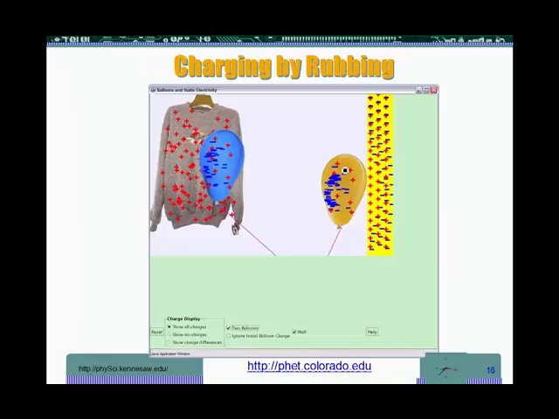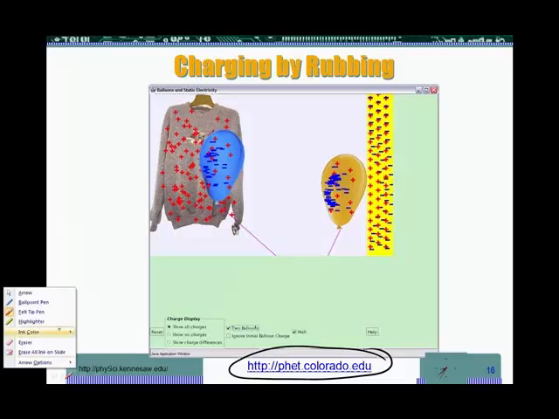There is a neat simulation that allows you to do the same kind of thing out of what's called the PhET website, phet.colorado.edu. I'm going to try to run it right now to show you a little bit.